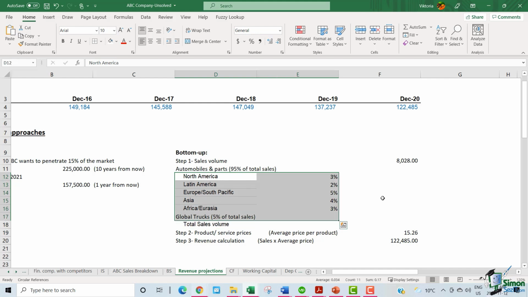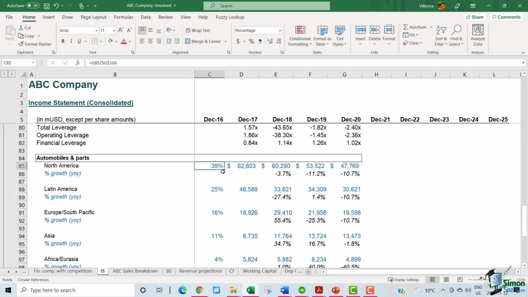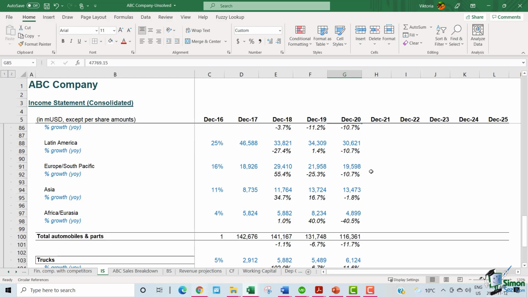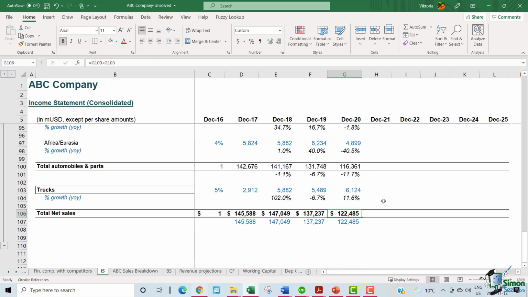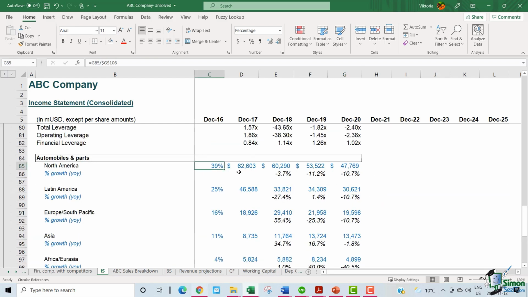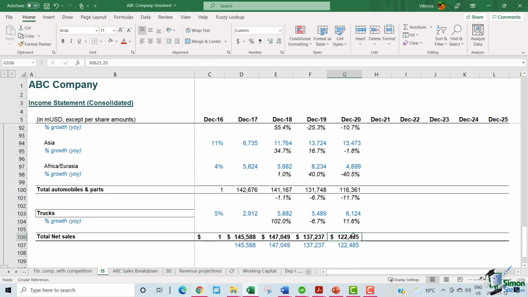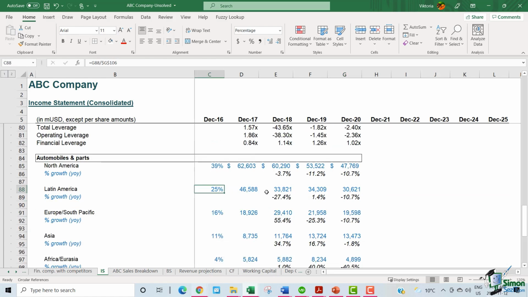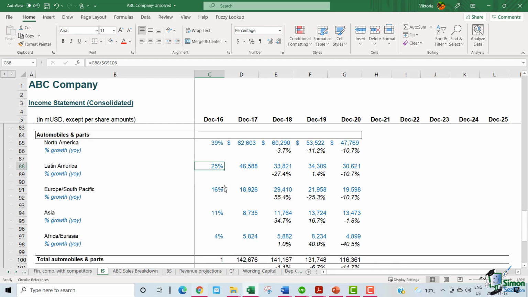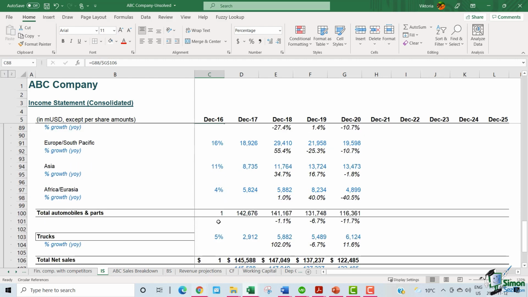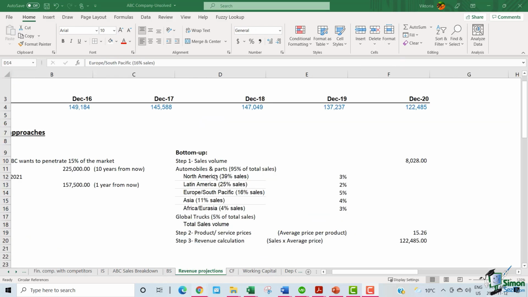So let's look at the sales per geographic location as well. For North America, we simply divide the sales in 2020 by the total net sales for 2020 to arrive at 39% of net sales. For Latin America, it's the same approach. We divide the sales in Latin America by the total net sales and we arrive at 25%. We apply the same approach to the other segments as well. So we have added these percentage amounts over here.